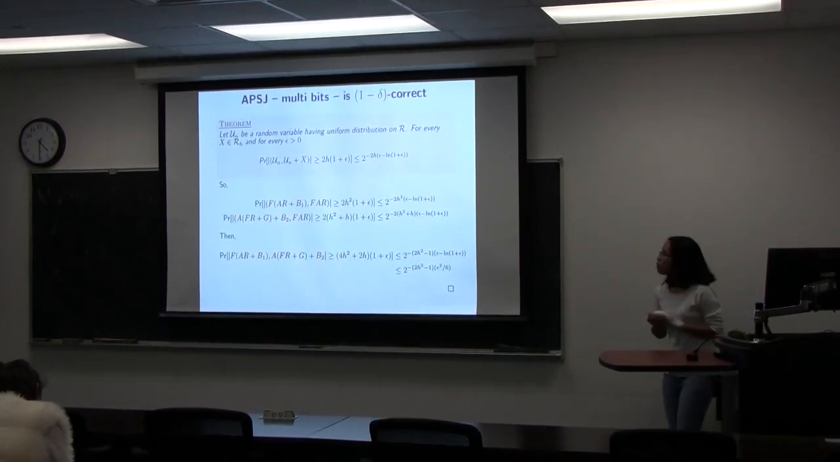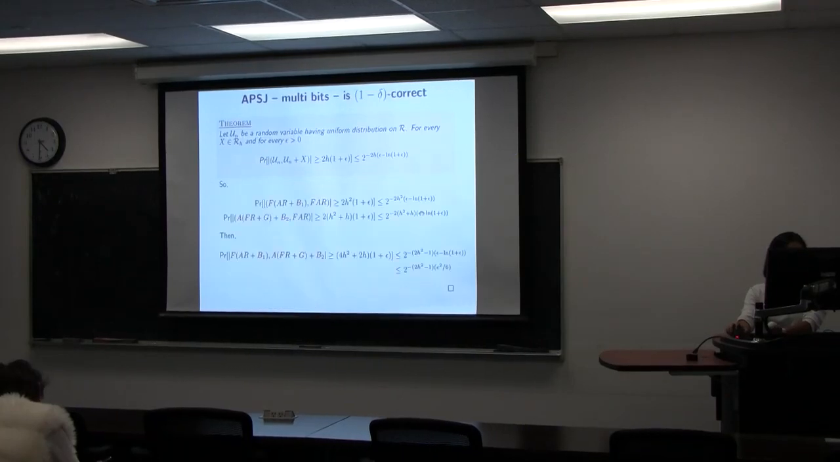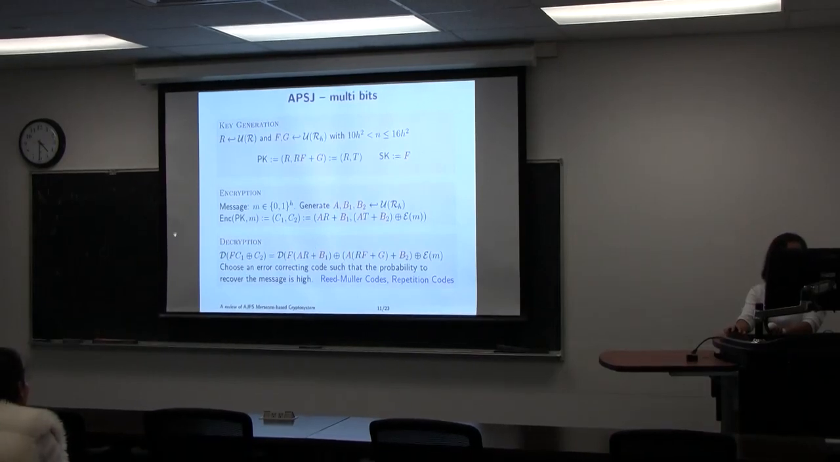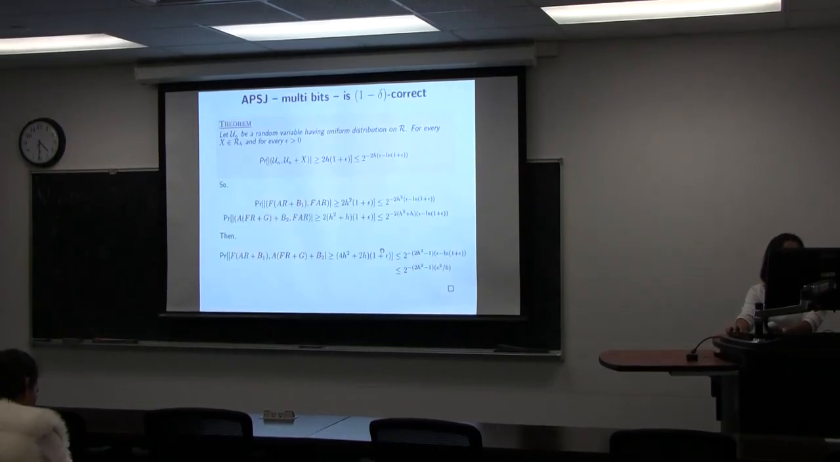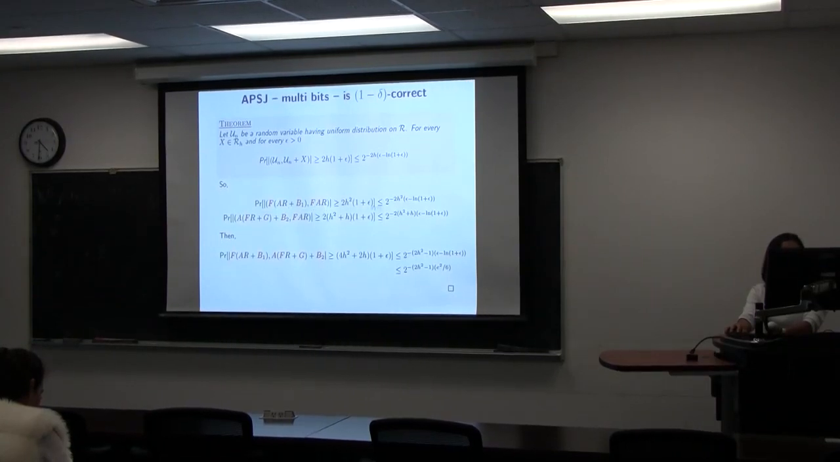So based on this theorem, let's see. In our decryption process, we have two parts. The first part is the epsilon M, and the second part is the error. So first we prove that the Hamming distances of FR AR plus B1 and FAR are bounded. We just apply the theorem, and then we have the first inequality.